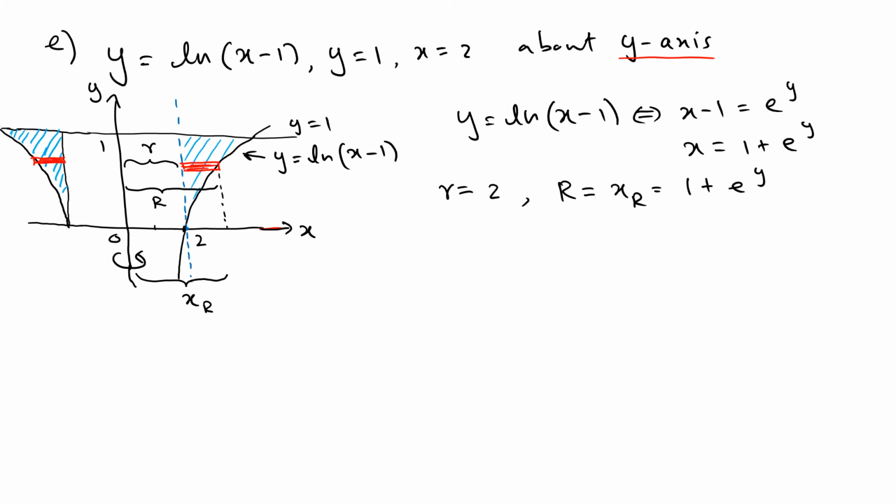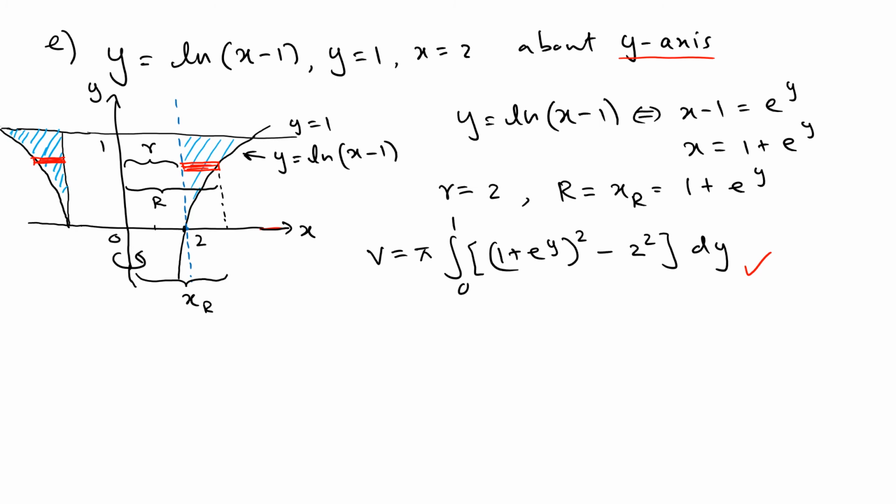Good, so then we can plug in the numbers we have. We have the formula now, so V equals pi times the integral with y limits from 0 to 1, of the large radius, 1 plus e to the y, whole thing squared, minus the small radius 2 squared, dy. That is the setup of the integral. It's not that difficult to integrate this one.